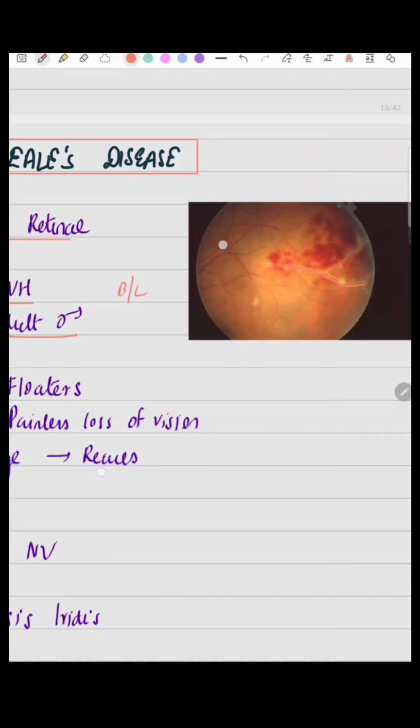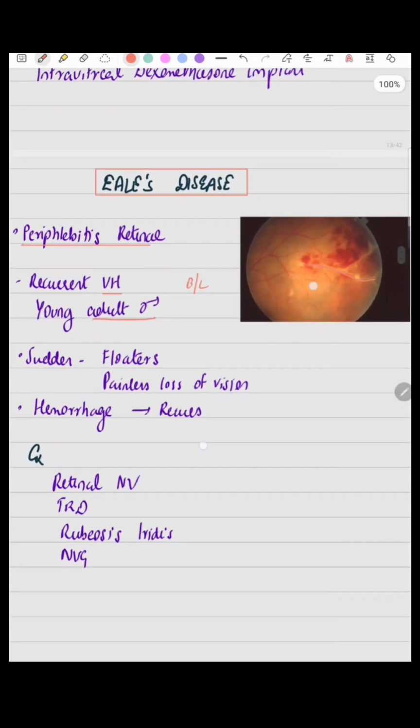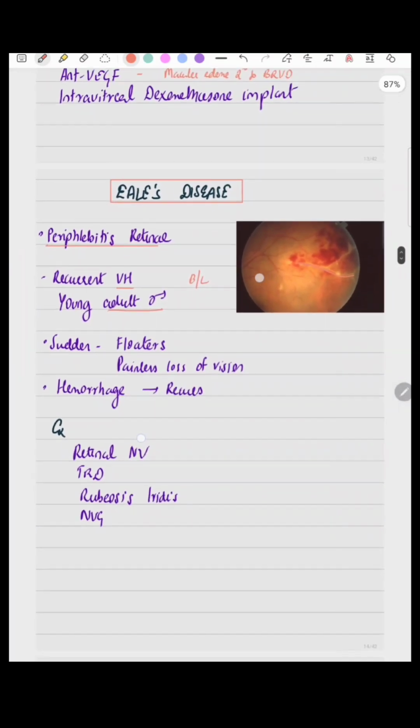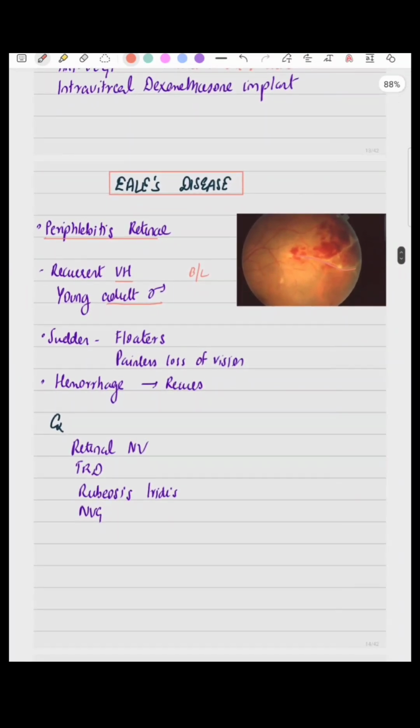Peripheral periphlebitis. Common presenting feature, because of the vitreous hemorrhage, the patient will complain of sudden appearance of floaters. Floaters means black spots, or painless loss of vision due to vitreous hemorrhage. The hemorrhage clears, but it will recur later on. Complications are retinal neovascularization, tractional retinal detachment, rubeosis iridis and neovascular glaucoma.